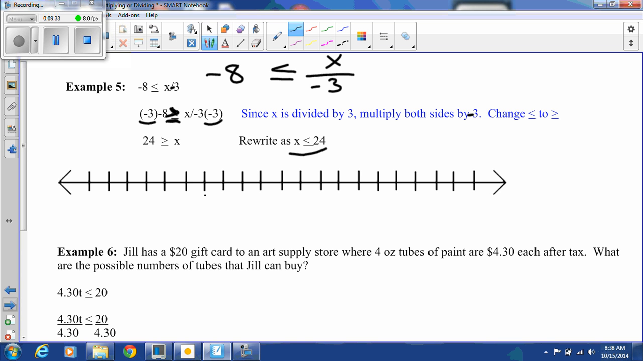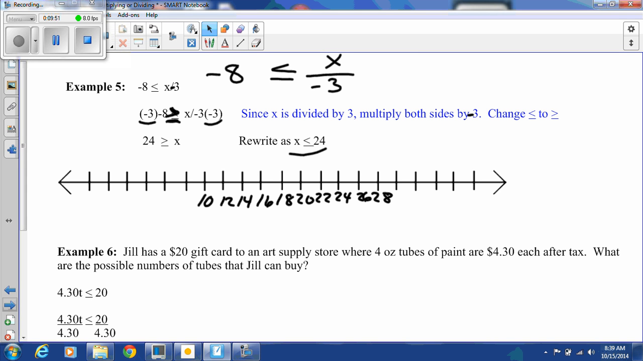You only need a portion of the number line. So we're going to put our boundary point at 24. It's going to be a closed circle at 24. We're going to shade to the left because the arrow points to the left, but we better check our boundary point and our direction. So the boundary point is 24. 24 divided by -3 is -8. The boundary point checks.